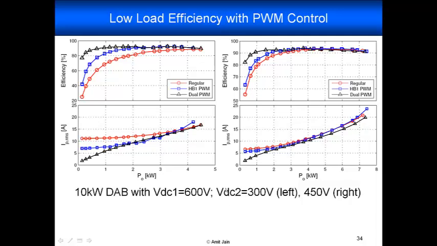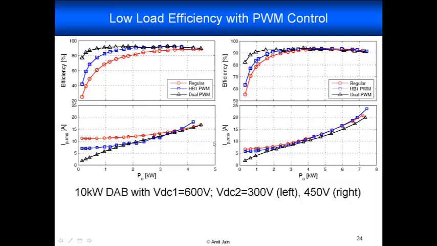Here are some experimentally measured data. The left set of plots is for a converter operating with 600 volts on the input, 300 volts on the output, and you can see that with the composite scheme we are able to minimize the RMS currents, and we are able to get a significant boost in efficiency, somewhere from the 25% region to about 78% region at really low loads.